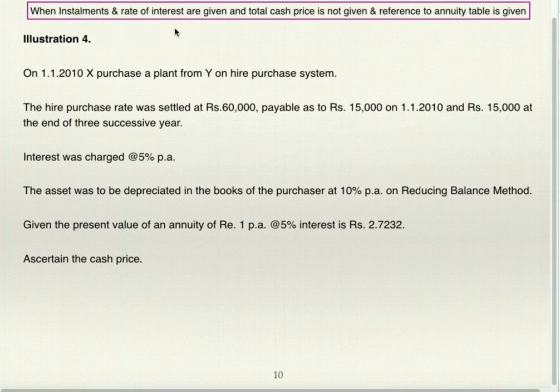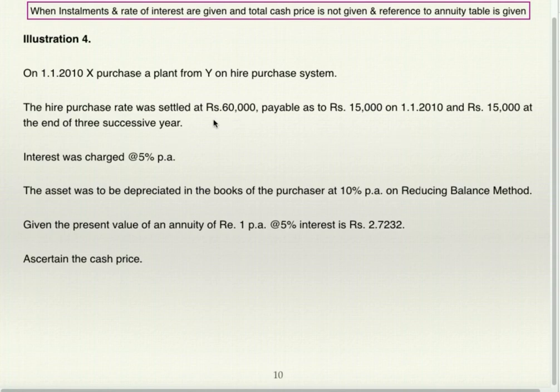When installments and rate of interest are given and total cash price is not given and reference of annuity table is given. Now we'll go to illustration 4. On 1/1/10, X purchased a plant from Y on hire purchase system. The hire purchase price was settled at 60,000, payable as to 15,000 on 1/1/10. He has purchased the plant on 1/1/10 and 15,000 payable on 1/1/10. So this is the down payment, and 15,000 at the end of 3 successive years.